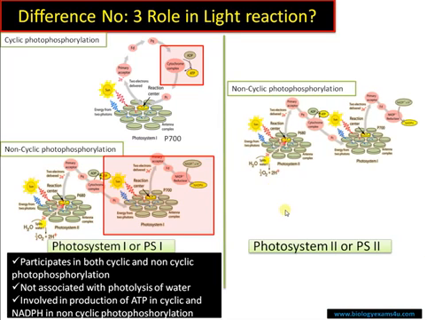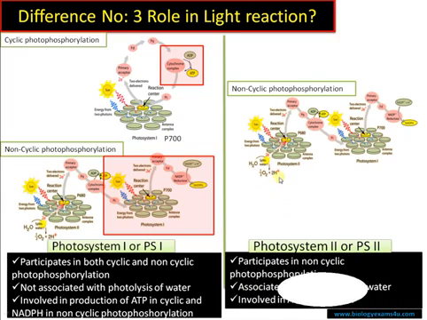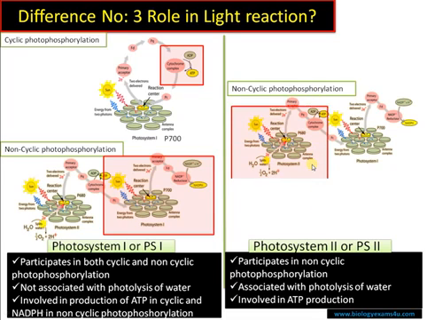Whereas photosystem 2 is only involved in non-cyclic photophosphorylation and is also involved in a process called photolysis of water. As electrons move from photosystem 2, there is an electron hole. So in order to refill that electron hole, a process called photolysis of water, or water splitting, occurs, providing electrons and protons. It is involved in ATP synthesis.